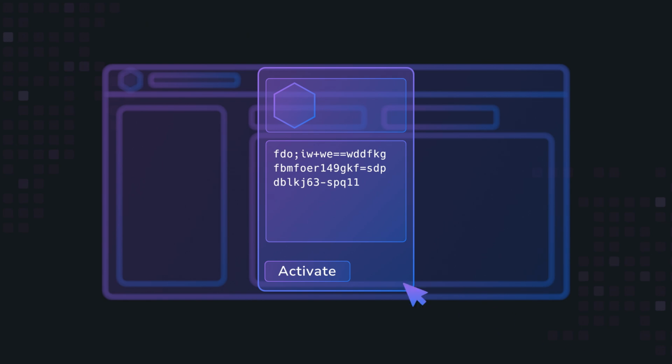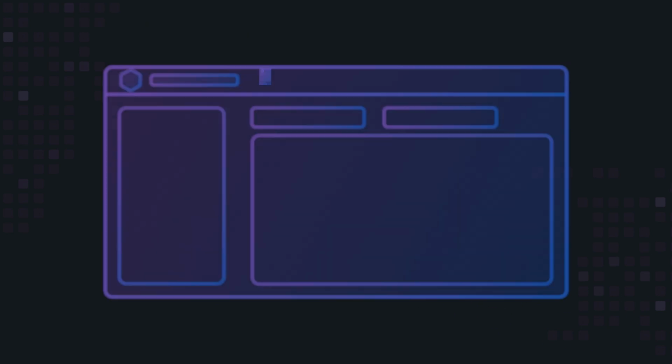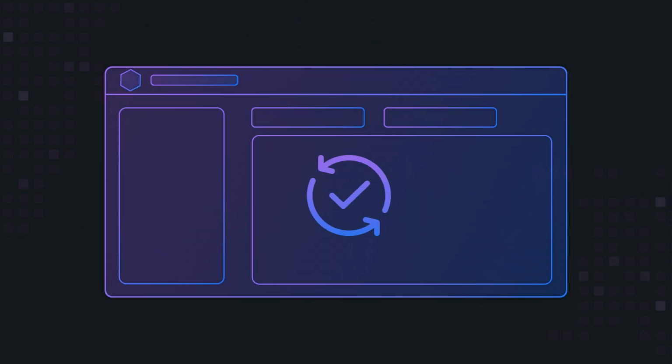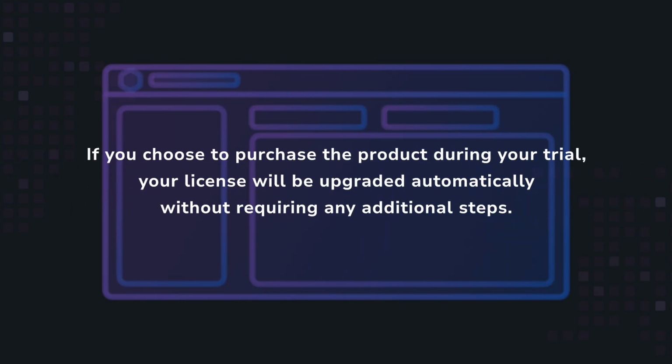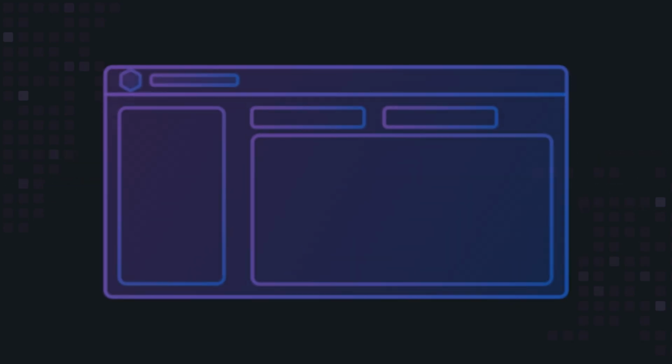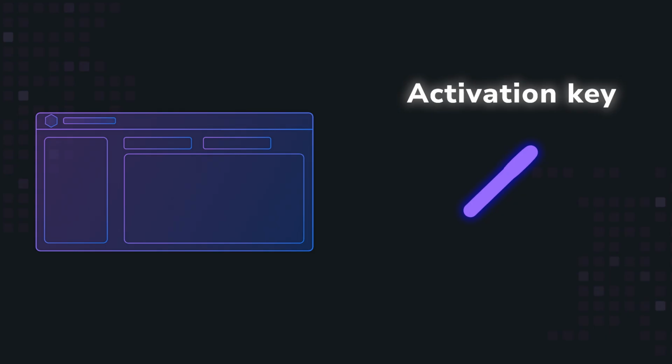The process is simple. You can activate the product directly from the application. If the product has already been activated before, all future updates and upgrades are automatically applied under the existing license. No further action is needed. If you choose to purchase the product during your trial, your license will be upgraded automatically without requiring any additional steps. To activate your product, you need an activation key.